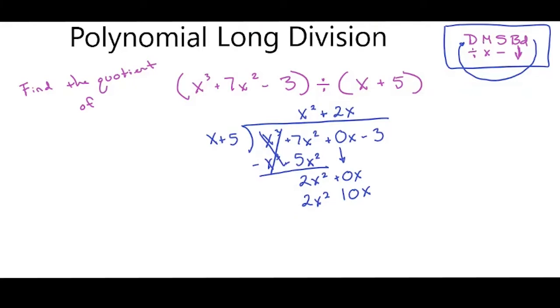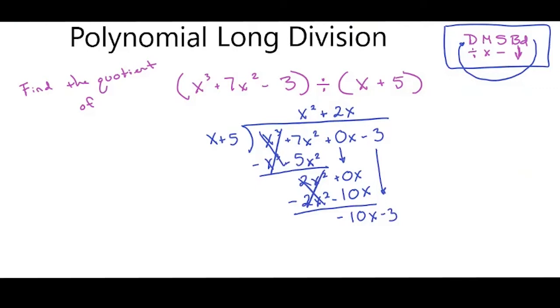Now we subtract, so they're both positive here, so I will make them minus, and now we'll subtract. Well, 2x squared minus 2x squared, that cancels, as it should. Now I have 0x minus 10x. Well, that's negative 10x. All right, after I subtract, now I bring down, and it's a minus 3, so I'll bring down minus 3.